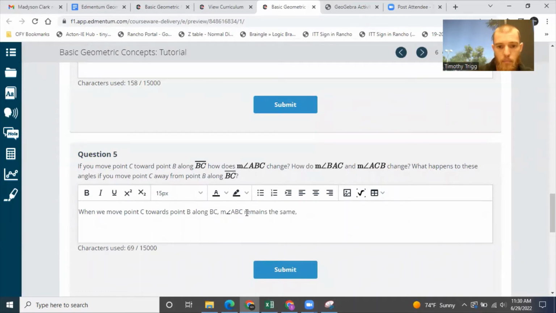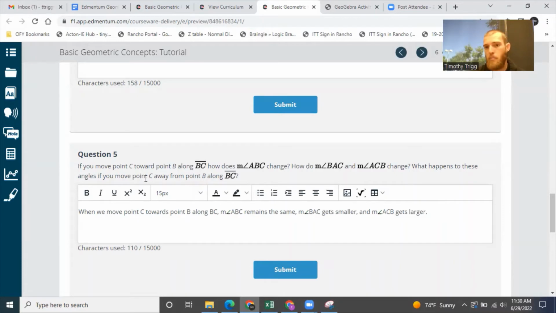Remains the same. The measure of angle BAC, so that's really angle A, gets smaller. And measure of angle ACB gets larger. Okay, so that was when we were moving point C towards point B.